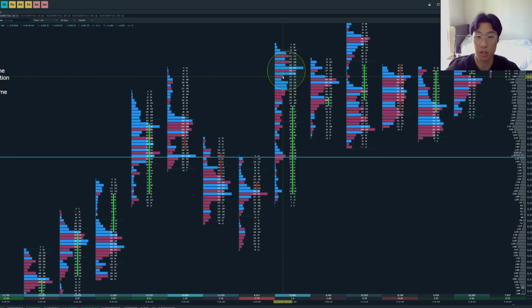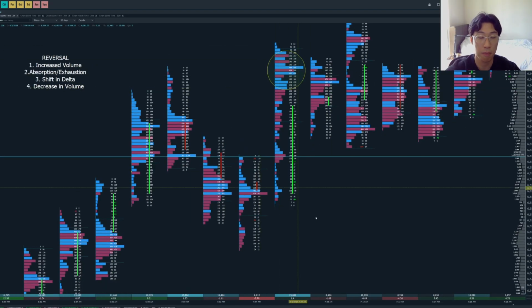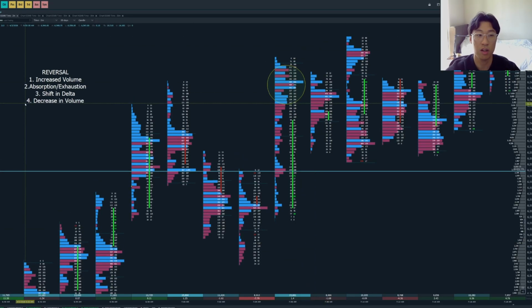We got absorbed here. So as you guys can see, increased volume, 15,000 lots from 8,000. Absorption or exhaustion, we get absorption on this candle. Shift in delta, no shift in delta. So if I'm looking at the same candle, since this candle is green, I'm looking for a red candle. No, not red candle. I'm looking for a red delta, negative delta. So we move on. If we move on, we look for a decrease in volume, which we get from 15,000 to 8,000. We get the shift in delta, right? From positive 1.4 to negative 1.68. We also get absorption.